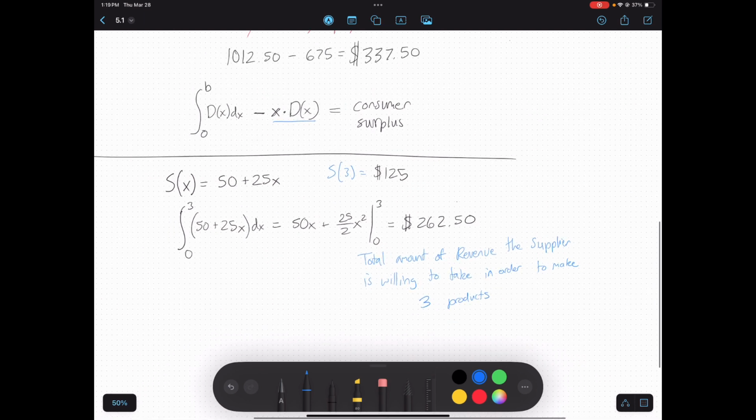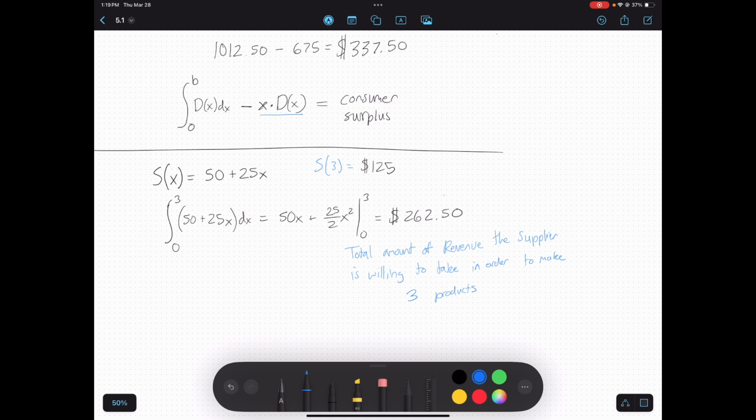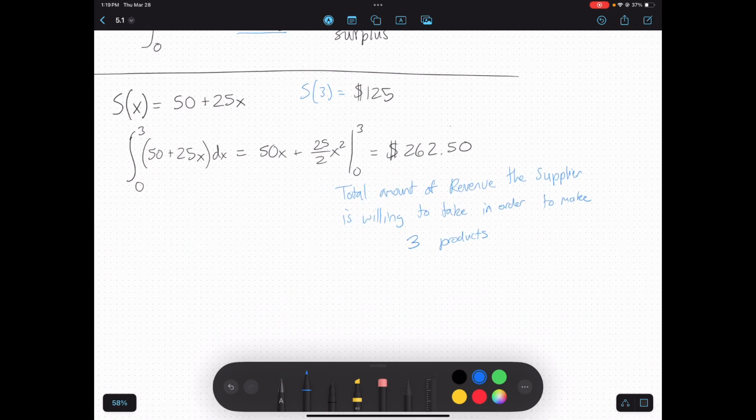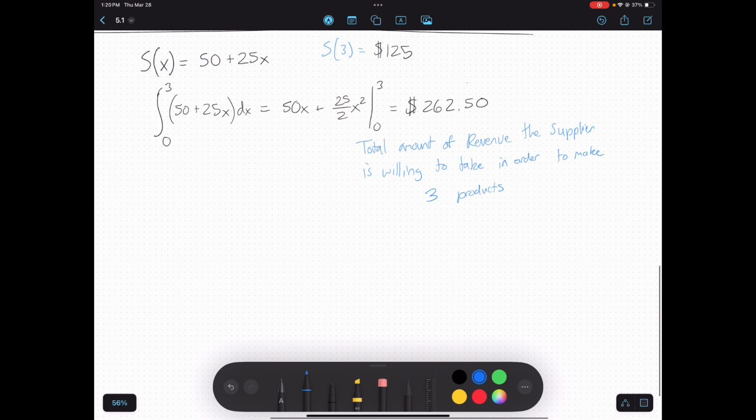Once again, this is not going to match the actual amount. If you set the price at 125 and produce 3 bags, and we assume that you're going to sell those 3 bags, what's the actual amount of revenue you're going to take in? The actual revenue is equal to, once again, price times quantity. In our case, that's just x times S of x. You get 3 times 125, which is 375. So in order to make 3 products, you're willing to just take $262.50, but you end up making $375.